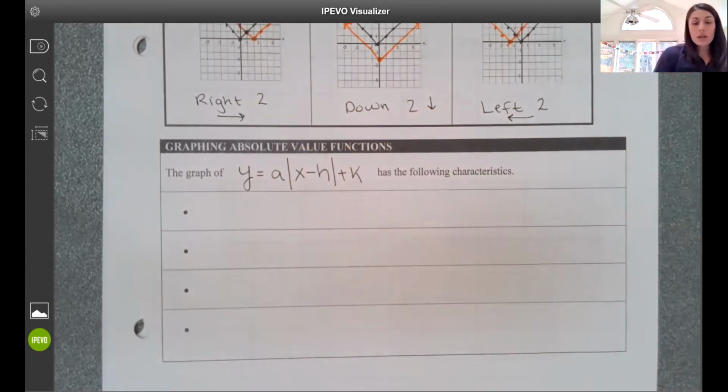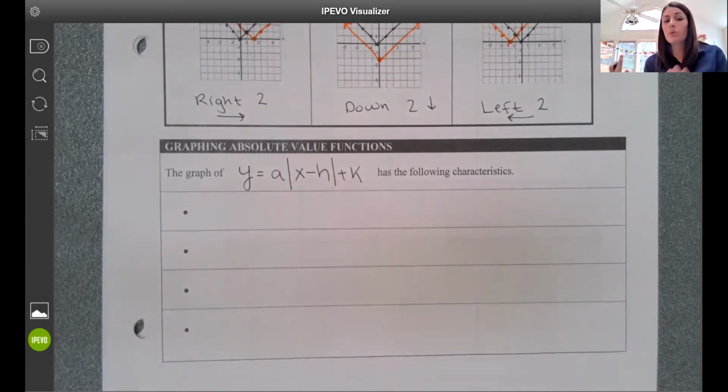So just like we have y equals mx plus b for our line, and we know that m is our slope and b is our y-intercept, and that's how we graph it. For our absolute value functions, we have y equals a, absolute value of x minus h, plus k. Okay, we know things about h, k, and a that help us graph the absolute value in the same way that m and b help us graph a line.